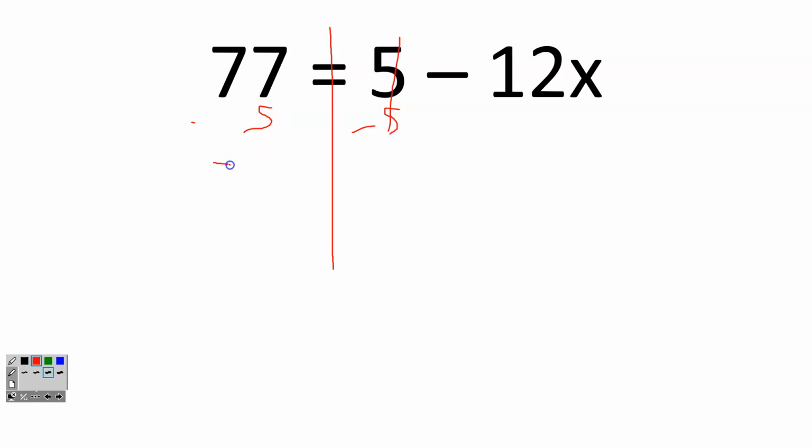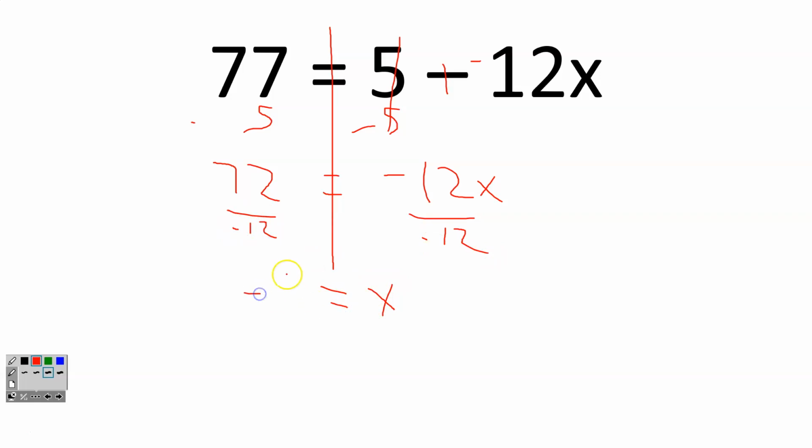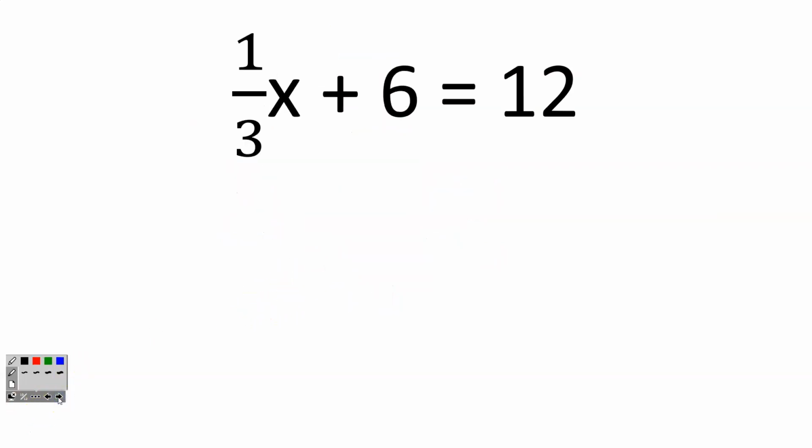And that's going to give me an answer of 72 over here. And it's going to give me a negative 12x on this side. Remember, that's a negative. There you go. See, just in case you missed it. So now I'm going to divide both sides by negative 12. And I'm left with an answer of a negative 6. X equals negative 6. Process is still the same.